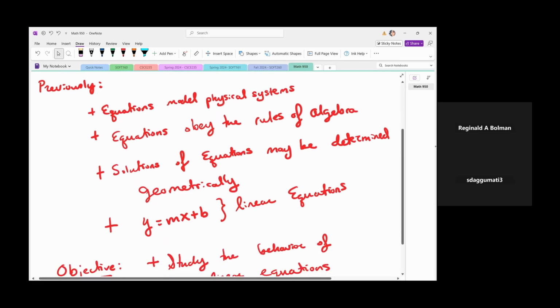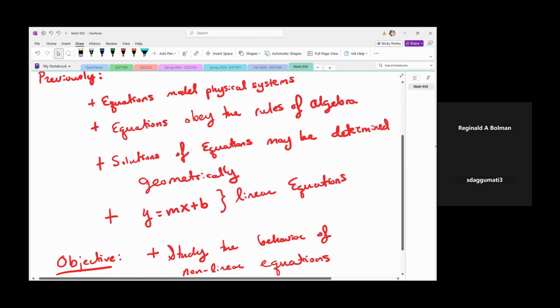And so, what we saw last week, and actually over the last 2 weeks, was that the solutions to equations may not necessarily be determined only algebraically. In addition to determining the solutions algebraically, we may also determine those solutions geometrically. So what this means is we're able to open up an entire new dimension for analysis, so that we can analyze these physical systems.